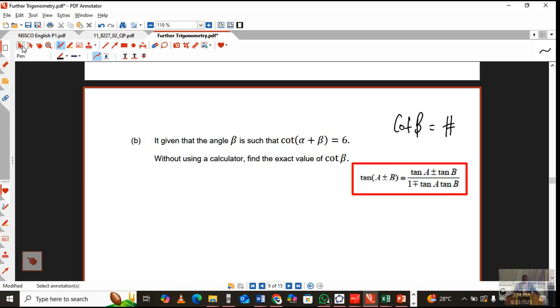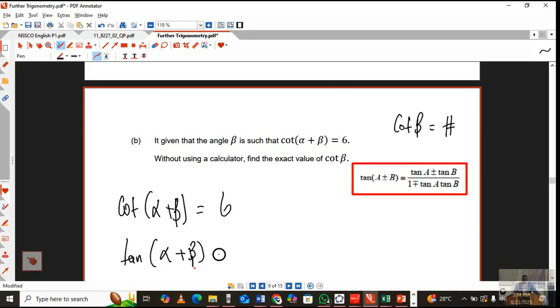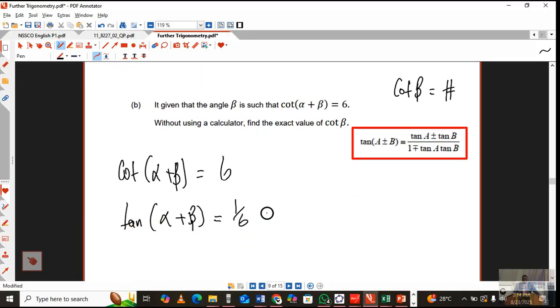Right, so let's write down what we have. We have cot of alpha plus beta is equal to 6. Now, here's something that you should know. You should know that a cotangent, the reverse of it is the tangent. So I'll be writing that, and since I'm taking the reverse of that, I'm just going to take the reverse of this number, okay? Now, what is it that we now know?